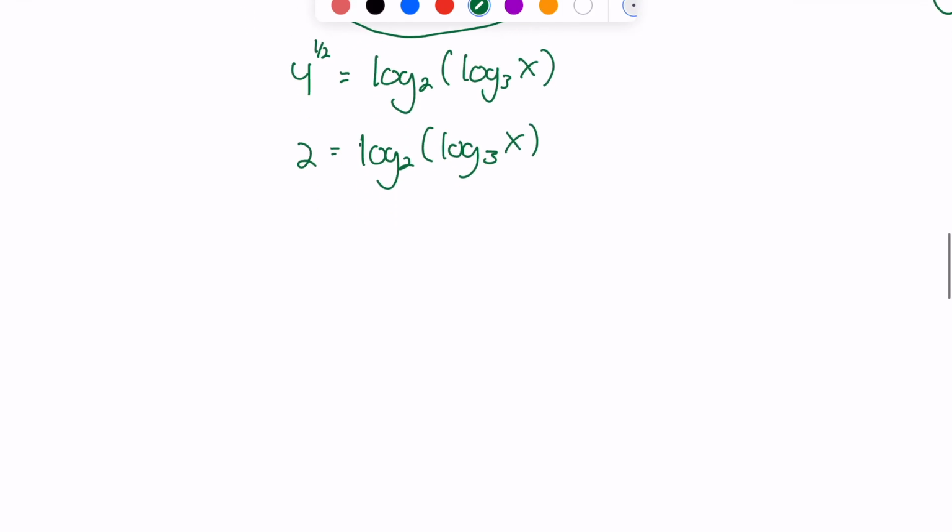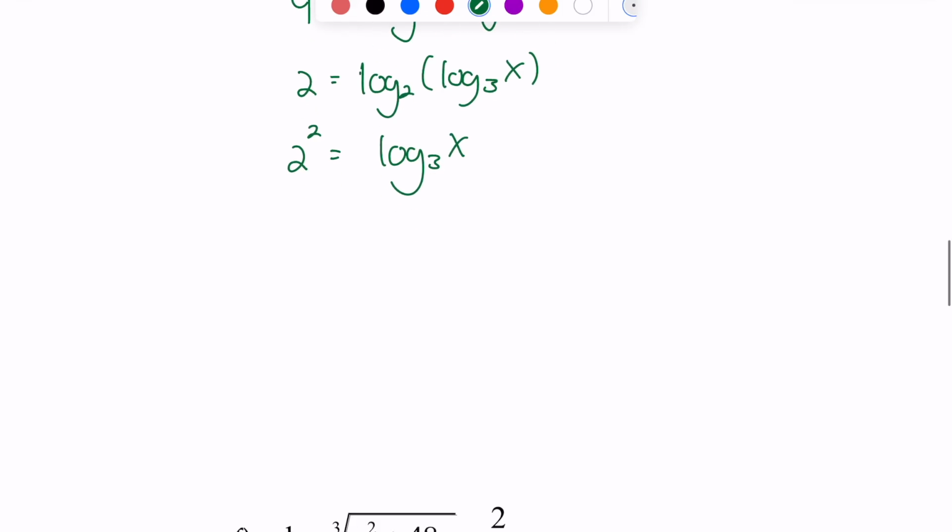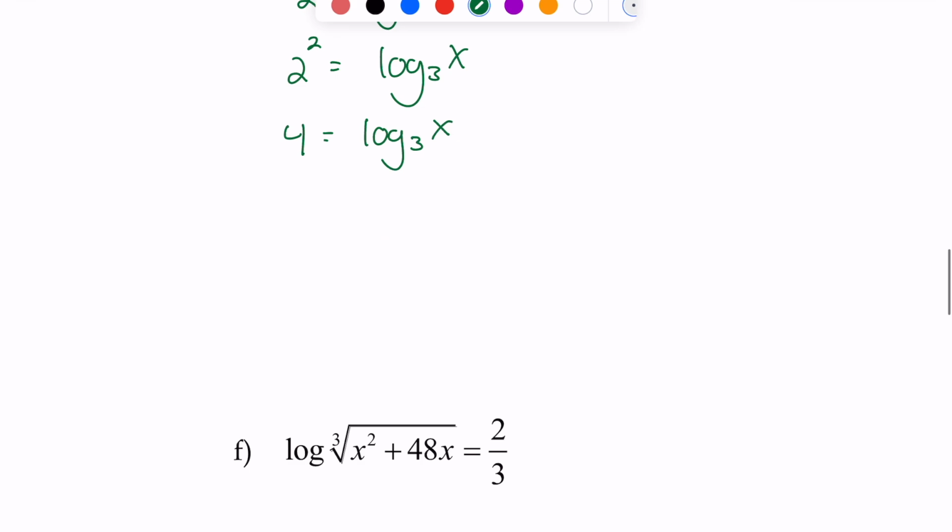And now, if I undo this logarithm right here, so I write it as exponential, that's the same as saying 2 to the power of 2, and then what's left over is log base 3 of x. Well, 2 to the power of 2 is 4. So I have 4 being equal to log base 3 of x. And then lastly, I can get rid of this logarithm, so that's 3 to the 4 being x. So that means my solution is x being 81.